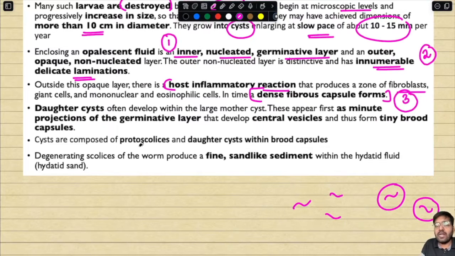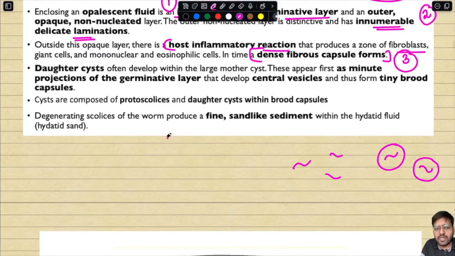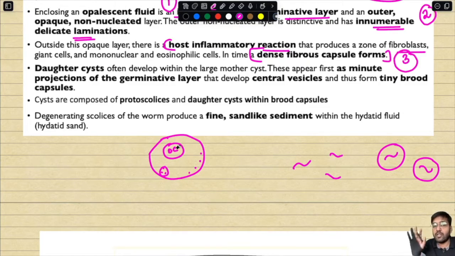Now, very importantly, if I just show you, suppose this is the innermost layer, and from the innermost layer, the protoscolices are formed. Few such protoscolices are going to form a brood capsule, and such brood capsules finally enlarge to form a daughter cyst. So, remember this point. I will show you with the help of a diagram also. If this concept is not clear, you will not get marks.